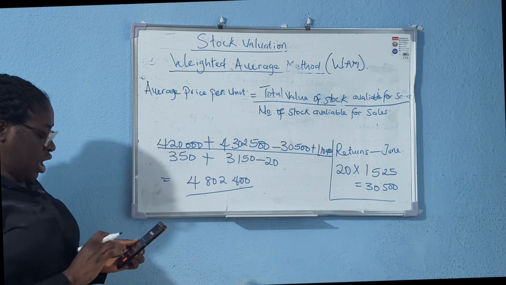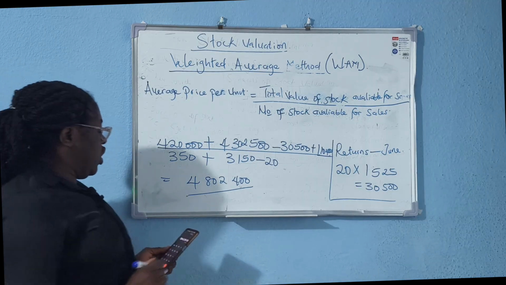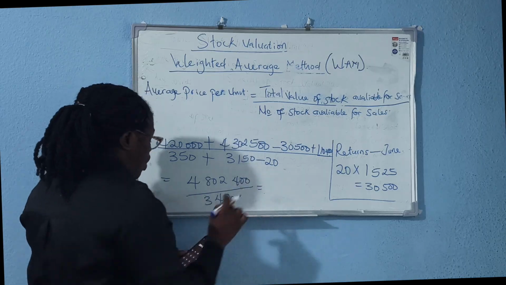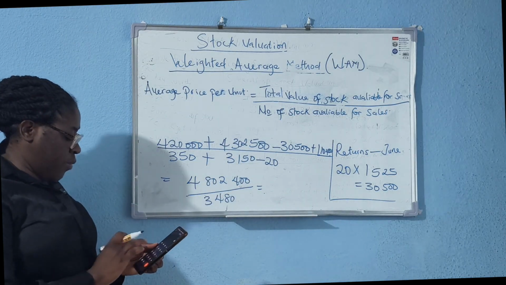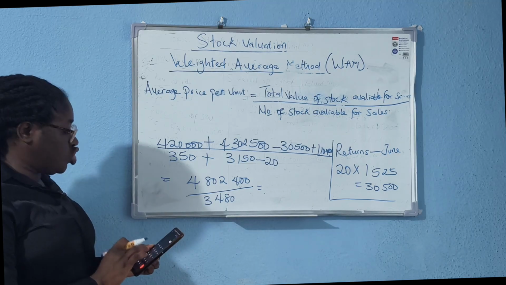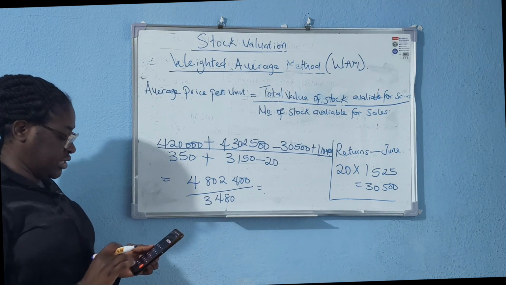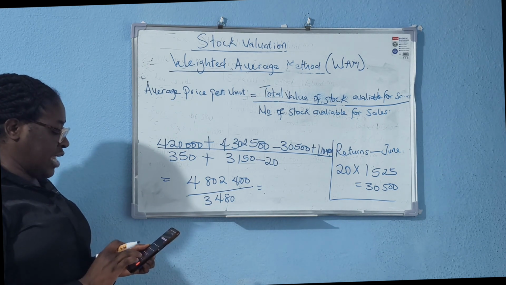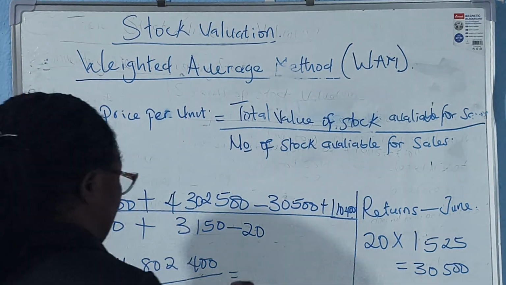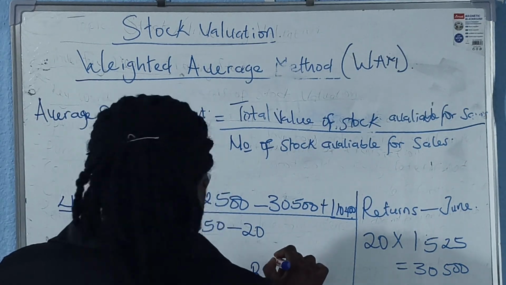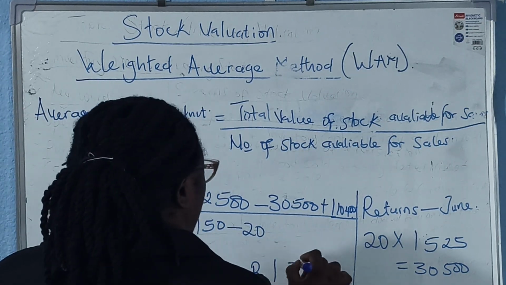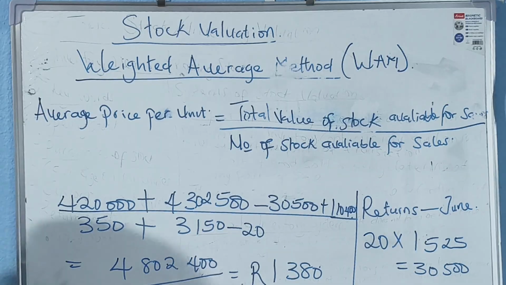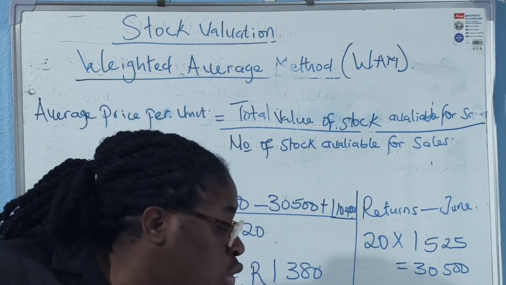3,150 and minus my returns of 20, which will give me 3,480. So when I say 4,802,400 divided by 3,480, and that will give me an average unit price of 1,380 rands. And that will be our answer for the first question.